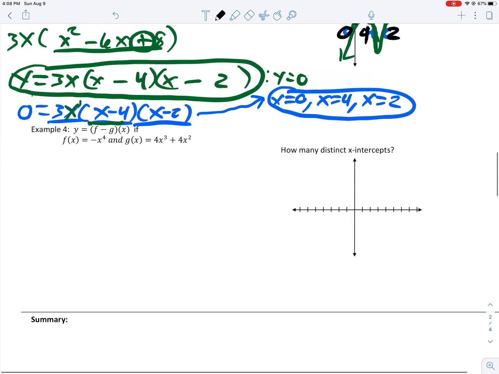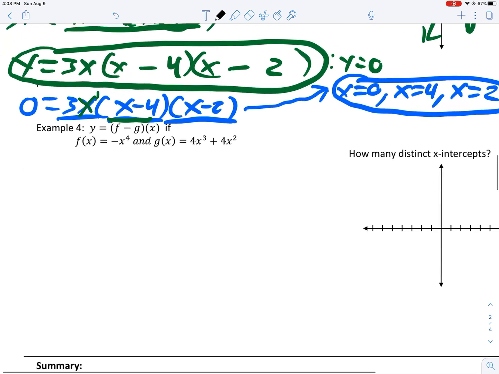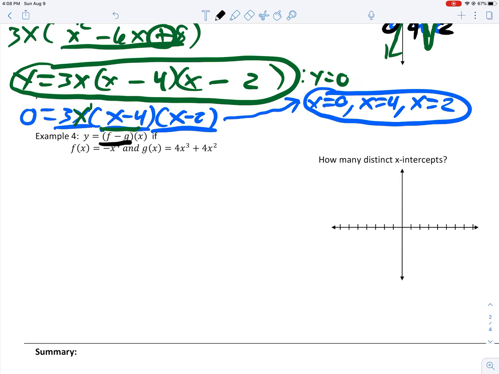Okay, and then the last example, second number 4. So again, it's a minus, right? So y is going to equal negative x to the fourth minus 4x cubed plus 4x squared. So I'm going to make sure I distribute the negative.